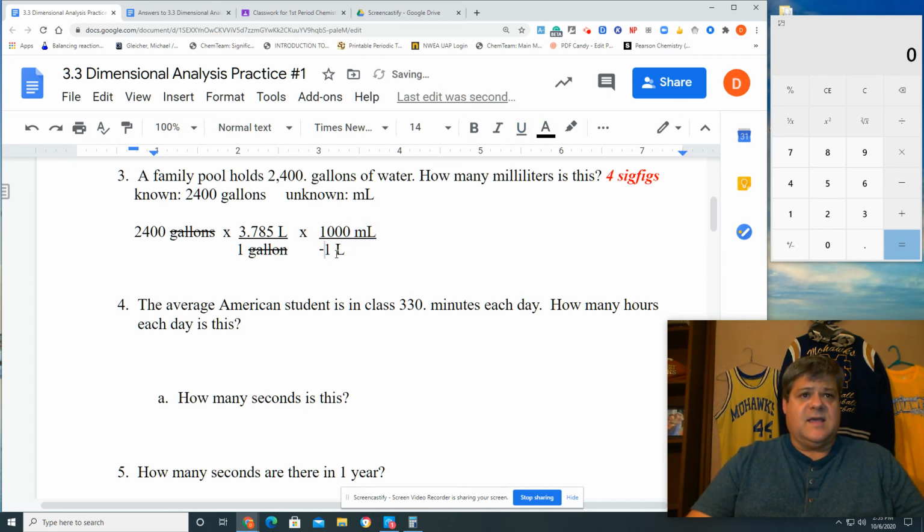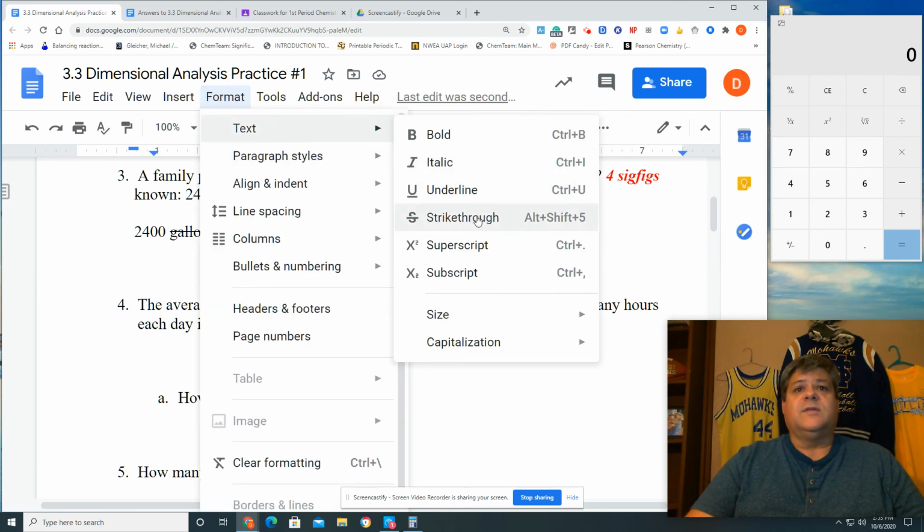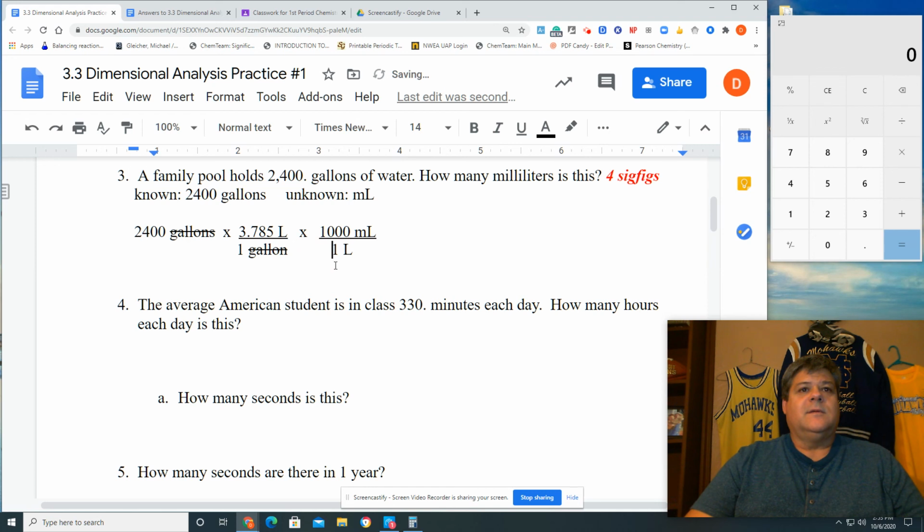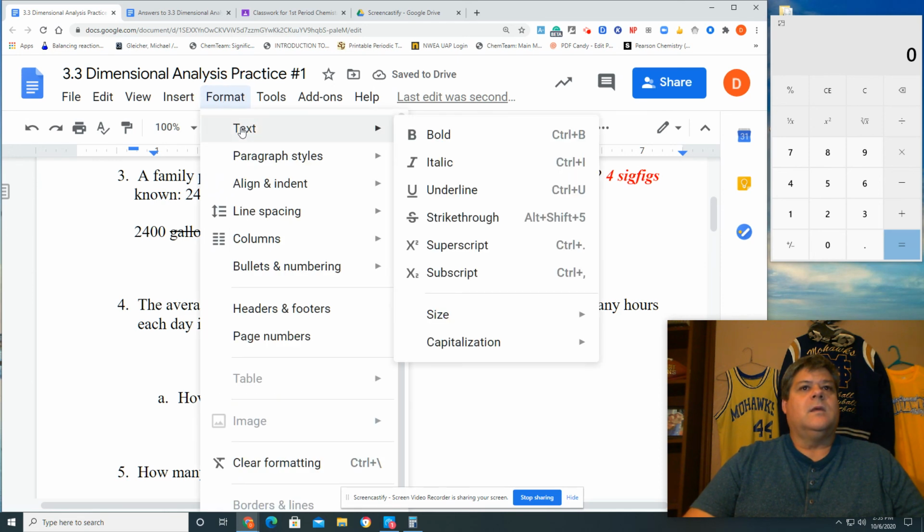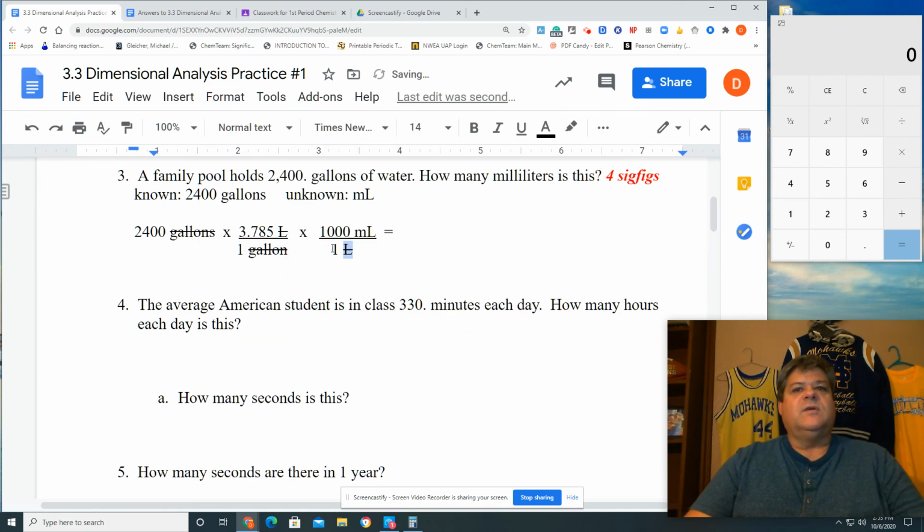Now I could go back and look at page 10, I believe it is, in your packet, and it would tell you the exact same thing. You can look at that, or you can trust me, it's there. Now we're going to get rid of our liters, and we always want to get rid of these things first, because we want to make sure that we only have the unit we're looking for at the end. If we don't, then we did something wrong. The only unit left over, with all the rest canceled, is milliliters.